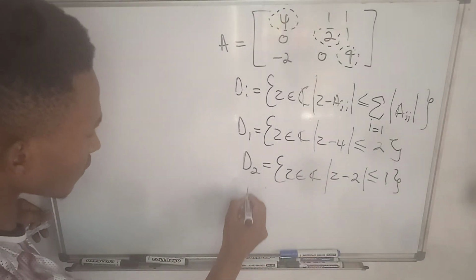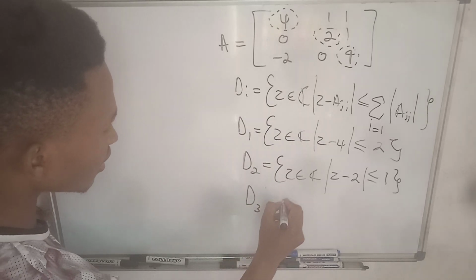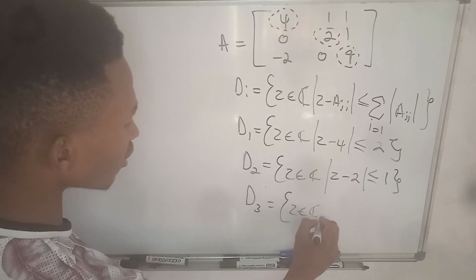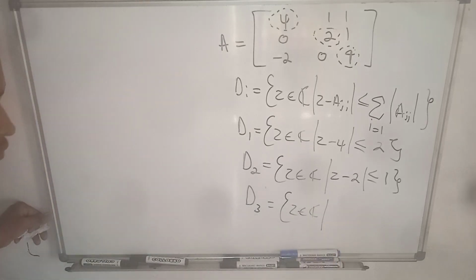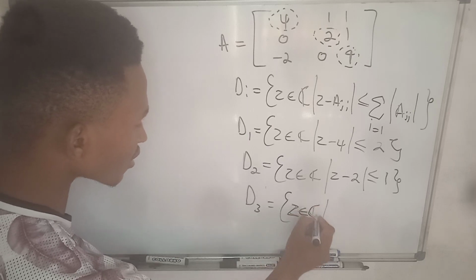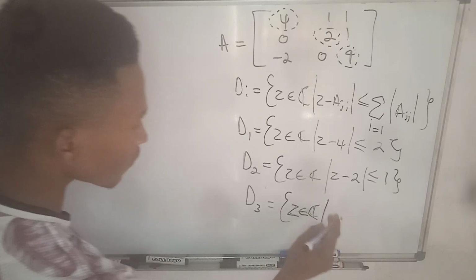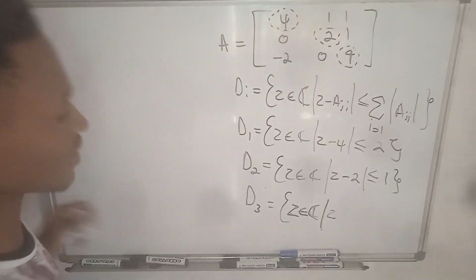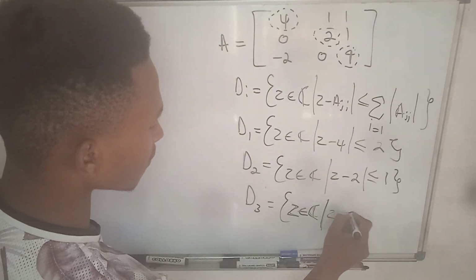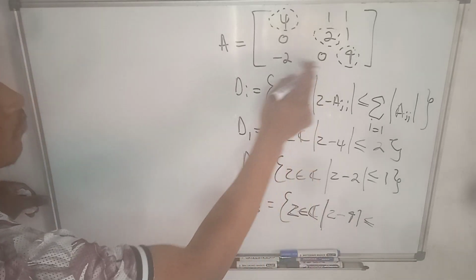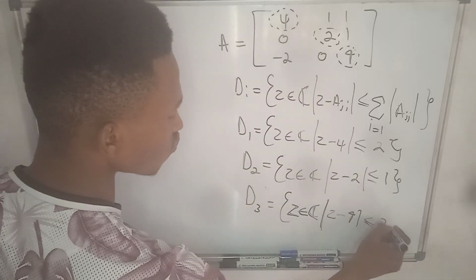Let's check D3. D3 is z which belongs in the complex plane, in this case the absolute value of z minus 9 is less than or equal to 0 plus 2, which is just 2.